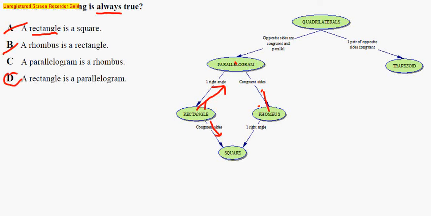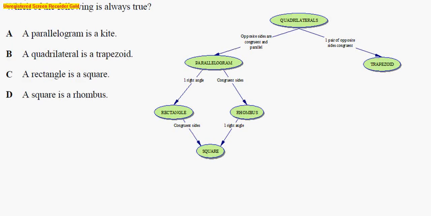Okay, let's look at another question here. Which of the following is always true? Again, it's always true. We're going to look at a parallelogram as a kite. That one's not true. We didn't put kite in here, but don't worry about that. So it's not A. A quadrilateral is a trapezoid, so from quadrilateral we're going downward to trapezoid, so that would be a sometimes. So it's not there.